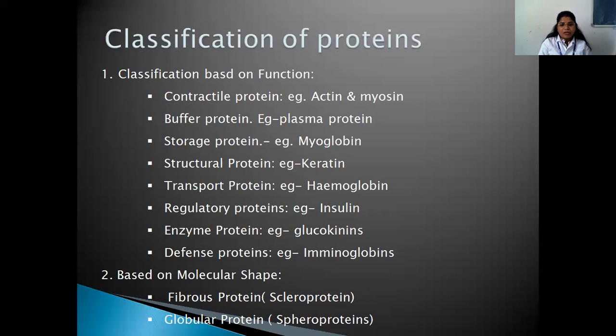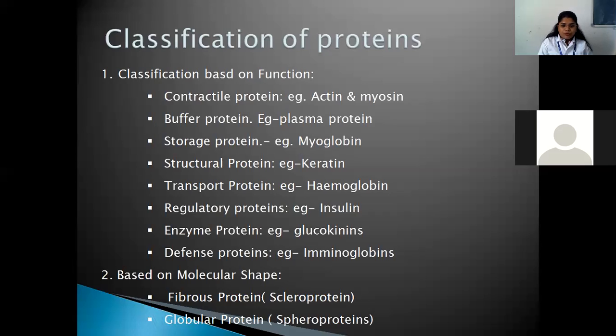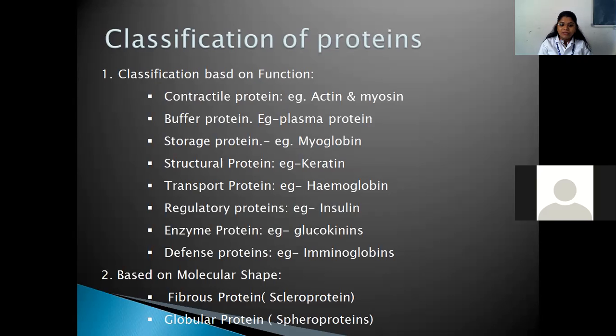Then the second one is based on the molecular shape. The proteins based on molecular shape are subdivided into two different types. First one, fibrous protein, and second one, globular protein. The name itself indicates it: fibrous means a fiber-like structure is observed, and globular is observed in a spherical shape. Fibrous proteins are generally insoluble in water, and globular proteins are soluble in water.